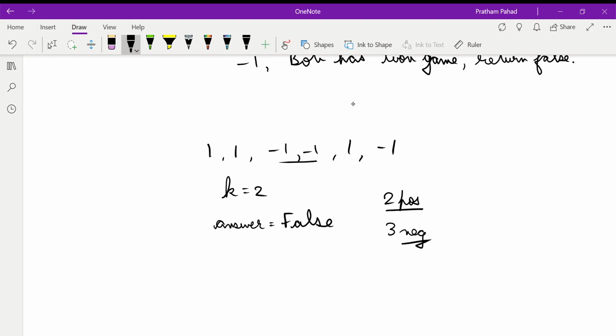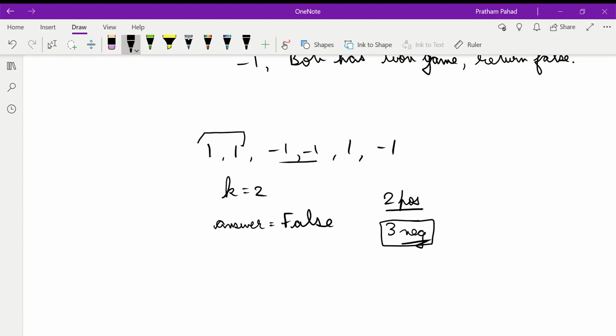Got it? Now Alice will make these two moves and will make the answer positive, but three negatives will give you a negative answer. So the total answer will be negative in this case. Bob will make all these negatives, minus 1, minus 1, minus 1, and your answer will be negative. So the total answer will be false.